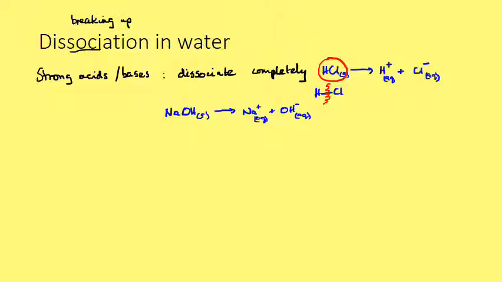So all the ionic bonds that exist in the lattice between sodium ions and hydroxide ions, all of them are broken, and so none of the solid remains as lattice once it's dissolved in water, and all of the ions are freely dissociated, swimming around attached to various water molecules. So that's what we mean by strong acids and bases.